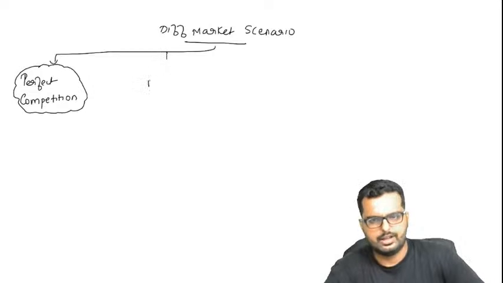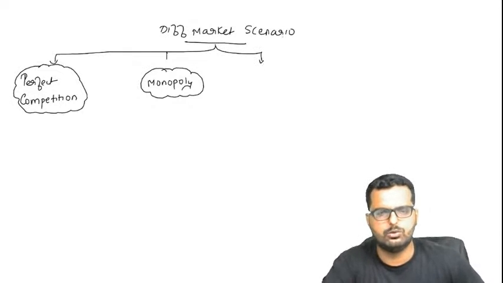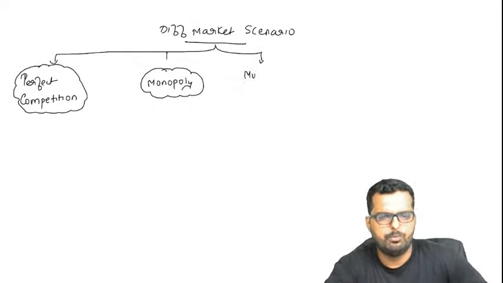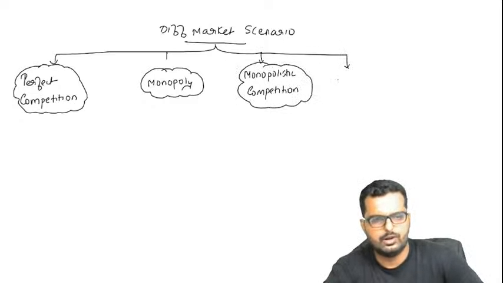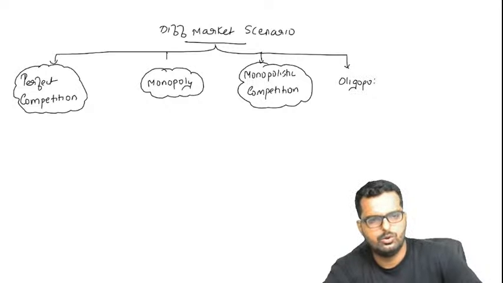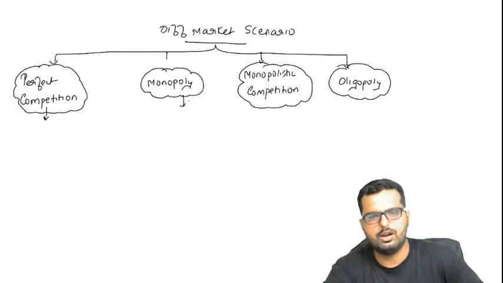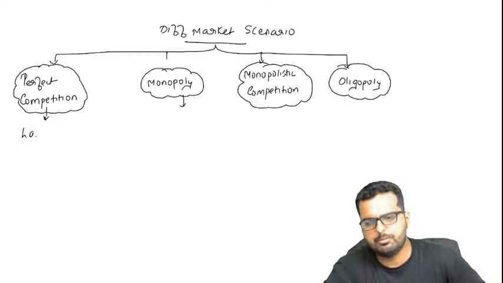Right? What is the second one? Second one is monopoly. Third one is turning out to be monopolistic competition. And what is the last one? Oligopoly. We need to understand what these four are. Come on, tell me, you know what is perfect competition, right? In which there are a large number of buyers and sellers.